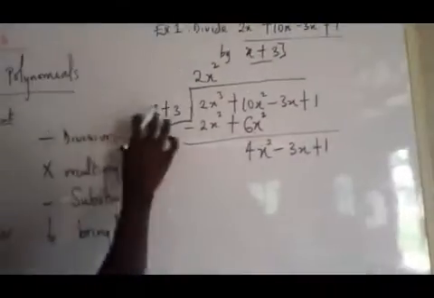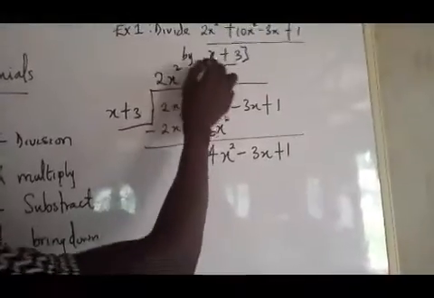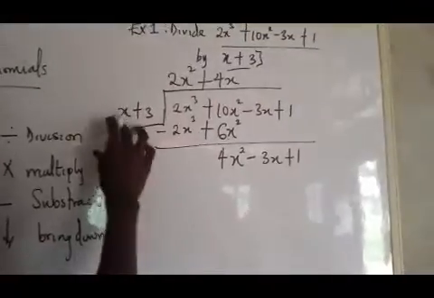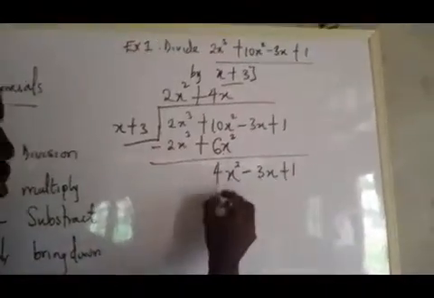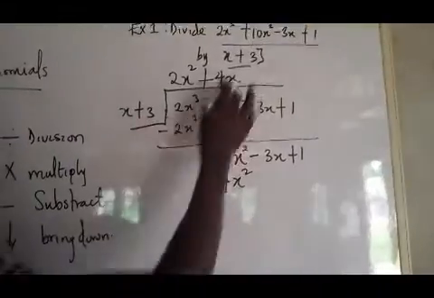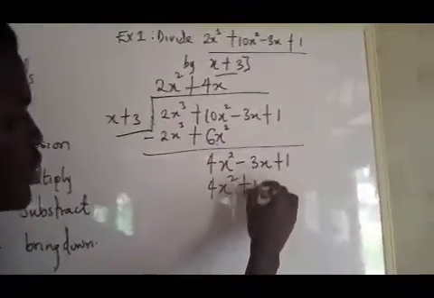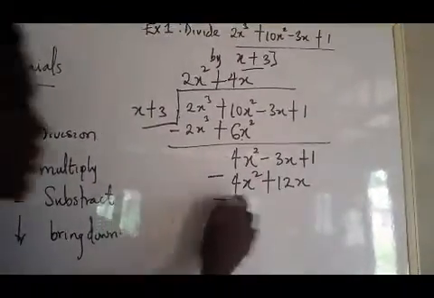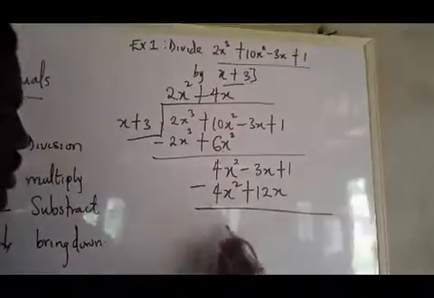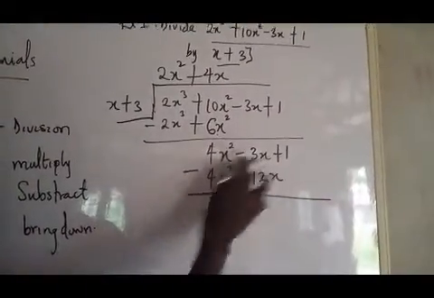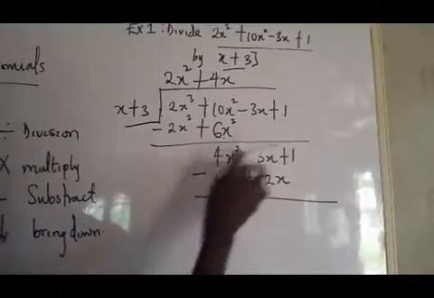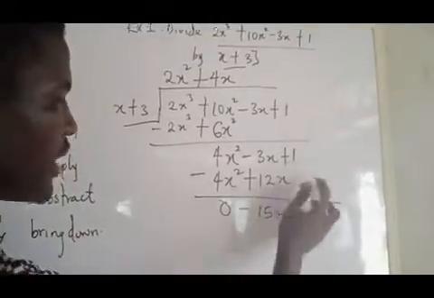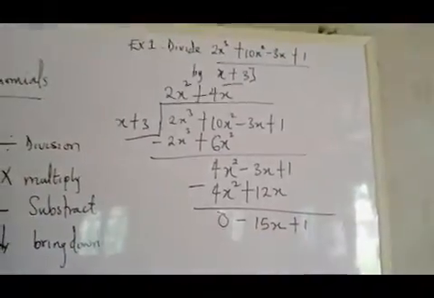So we go again. x in 4x squared plus 4x. Alright? 4x times x will give me 4x squared. 4x times 3 will give me plus 12x. Alright? So that's all. Minus. This will cancel this, so it becomes 0. Minus 3, minus times plus, minus. Minus 3 minus 12 will give me minus 15x. Then bring 1 down, so plus 1. Are you getting the process now?